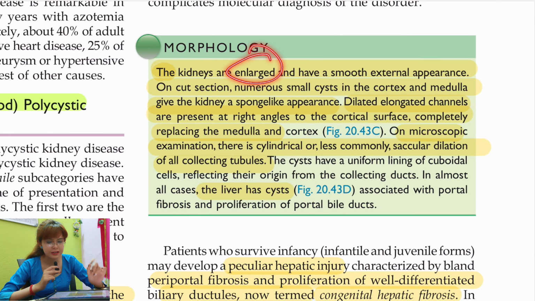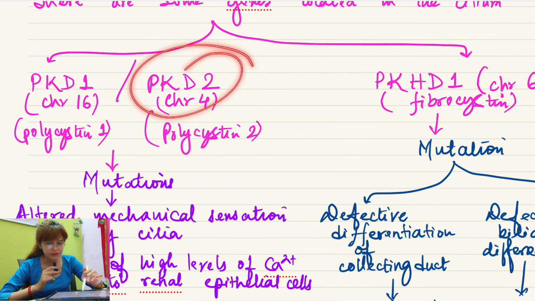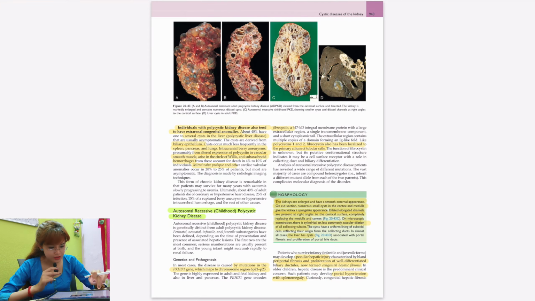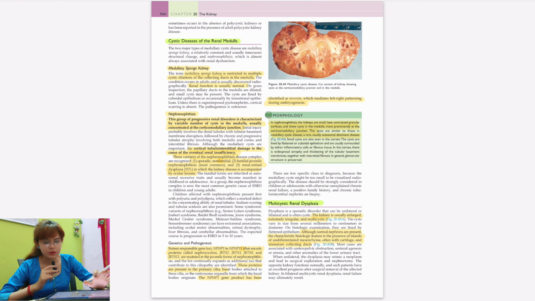that the kidneys here are enlarged, but they have a smooth external surface. And yes, multiple small cysts are present, giving a sponge-like appearance. You must remember the gene that is involved and the chromosome that is present here. Okay, these two are the only important things.